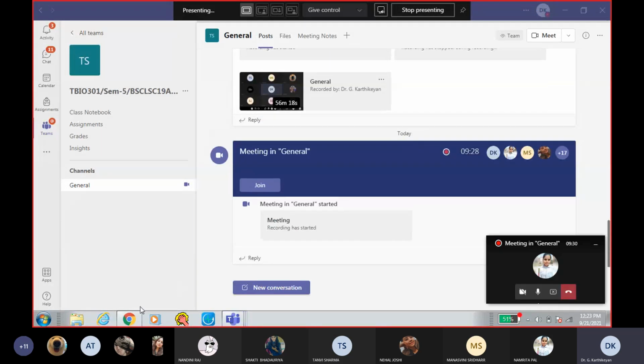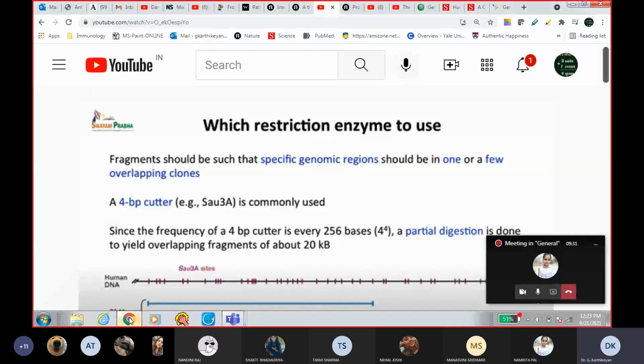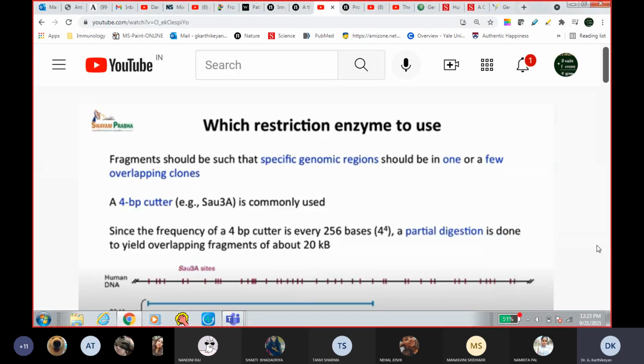All right, I'm trying to share my screen. So this is where the question is: if you want to use a restriction enzyme, what would you use? As I said, some of this is historical. So we're going to look at a historical account of how people did genomic libraries, right?